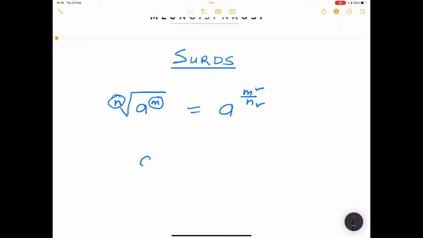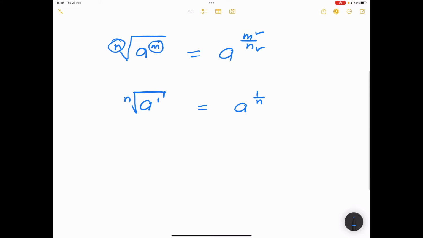So if we've got, just for interest's sake, the nth root of a, remember that it means that we've got a 1 there. So we can write this as a to the exponent 1 over n. This becomes very important for us to remember.